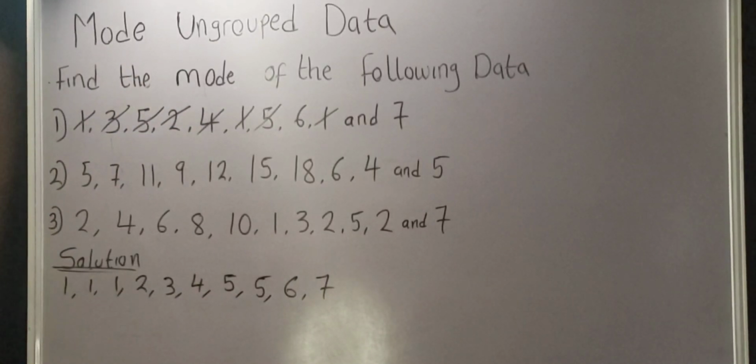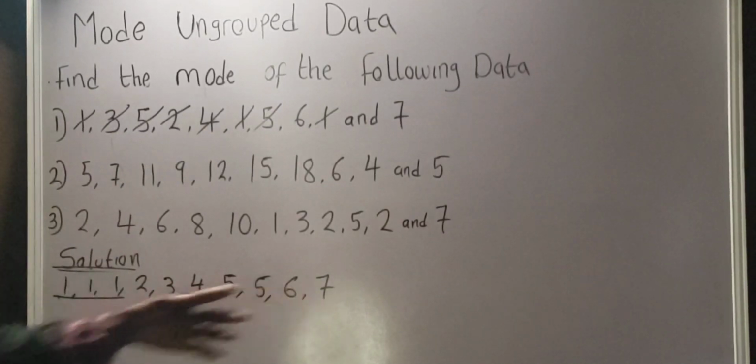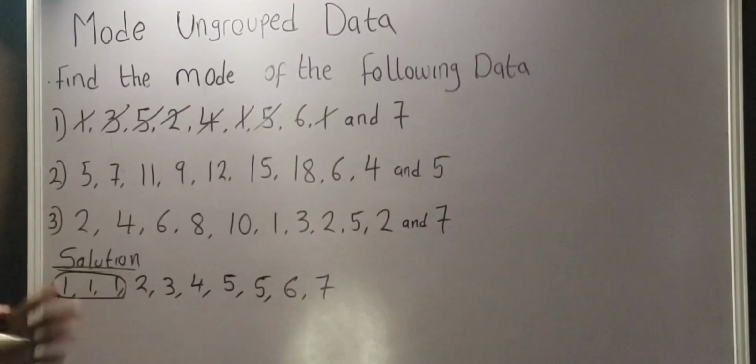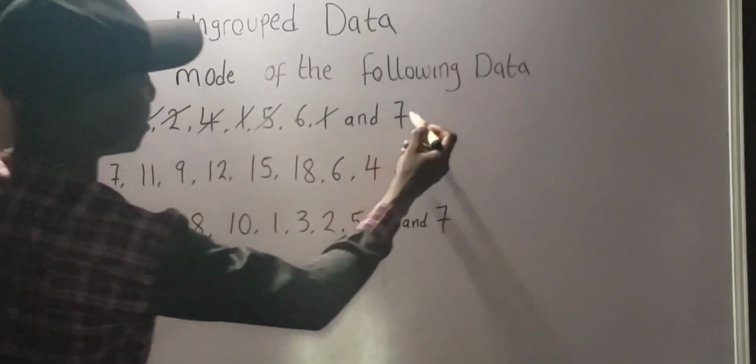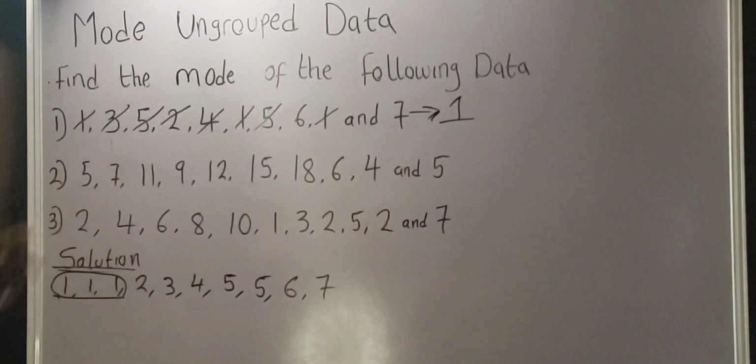So don't forget that the mode is the most occurring number among our data set. The number that has the highest occurring value. Are you getting what I'm saying? That is the mode. As you can see here, 1 occurs 3 times, and 2 occurs only a single time, 3 occurs one time, 4 one time, 5 occurs 2 times, 6 and 7 occur 1 time. So the mode of this data is 1 because 1 is the most occurring number. You understand what I'm saying? The mode is 1. So let's check number 2.